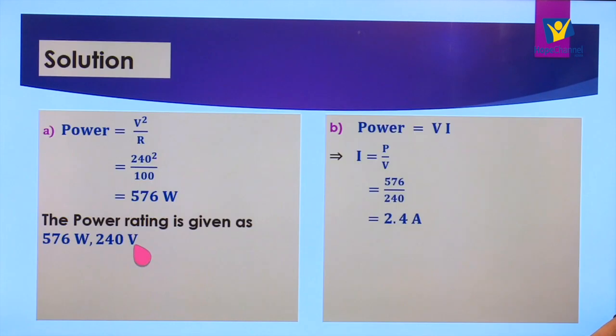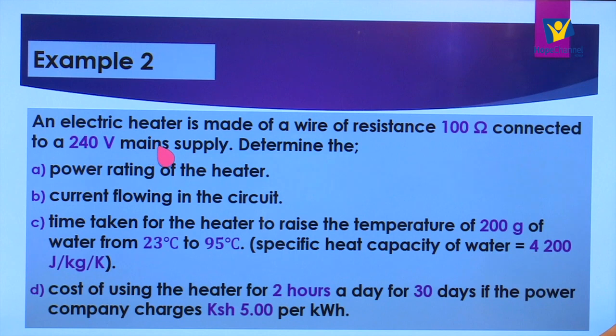So we have another example, example 2. An electric heater is made of a wire of resistance 100 ohms connected to a 240 V mains supply. Determine: 1, the power rating of the heater. 2, the current flowing in the circuit. 3, the time taken for the heater to raise the temperature of 200 grams of water from 23 to 95 degrees Celsius, given the specific heat capacity of water is 4200. And then the cost of using the heater for 2 hours a day for 30 days if the power company charges 5 shillings per kilowatt hour.